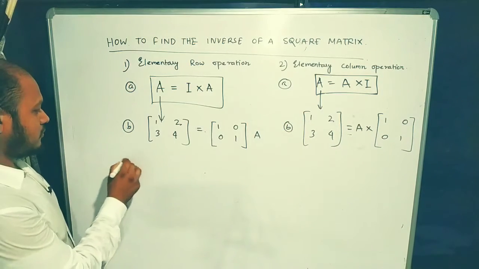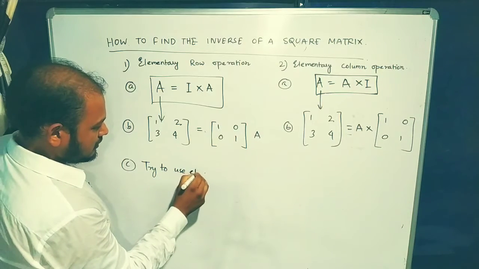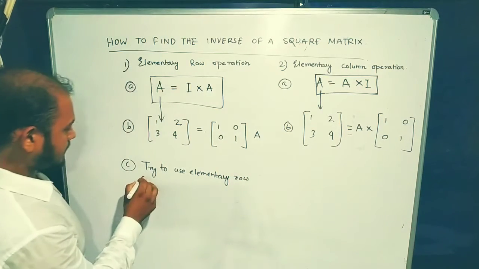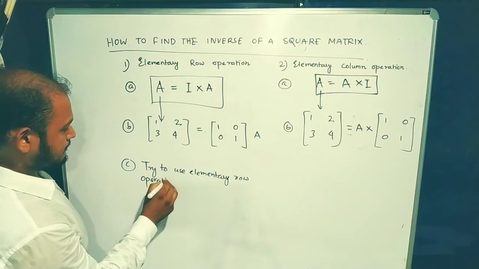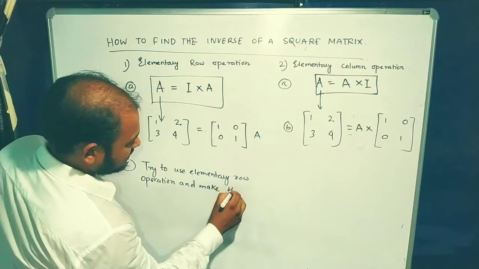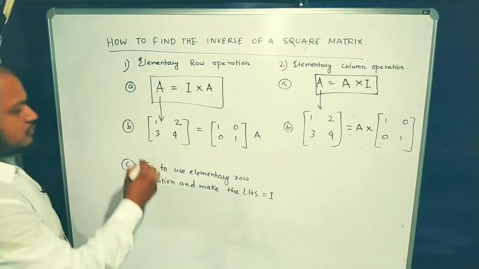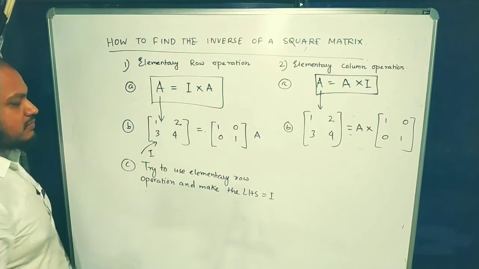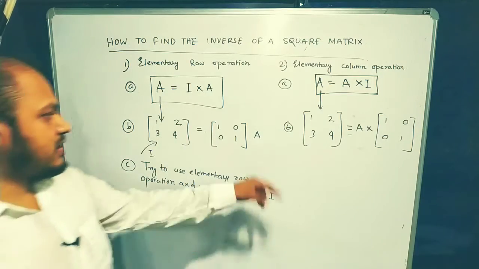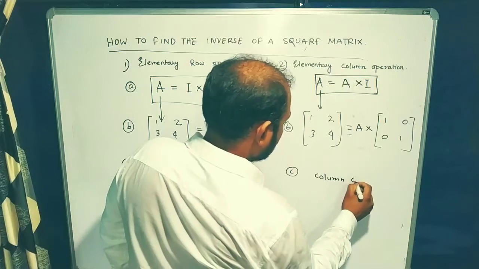In the third step, try to use elementary row operation and make the left hand side equal to I. That means you should try that this matrix becomes identity matrix, and for that we have to use elementary row operation in this case, and in that case we'll be using elementary column operations.